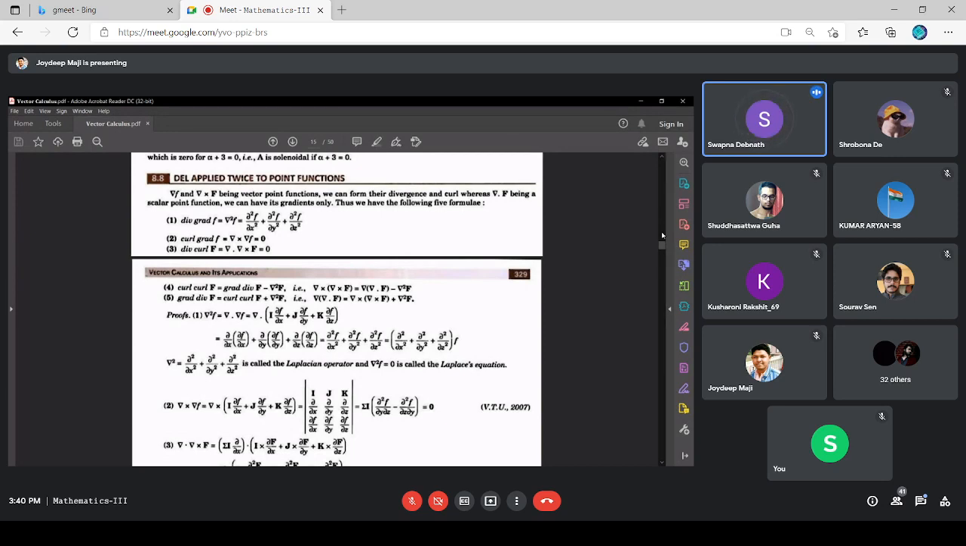Divergence curl f, right, start from the right hand side. Curl f means del cross f, and divergence means del dot. Therefore del dot del cross f is equal to 0.